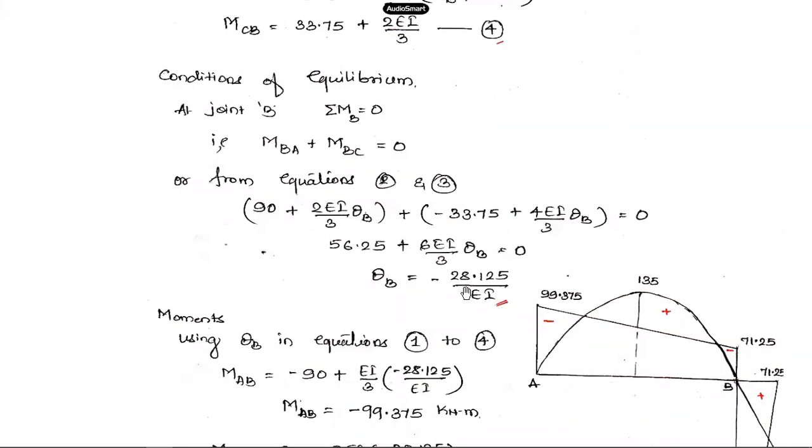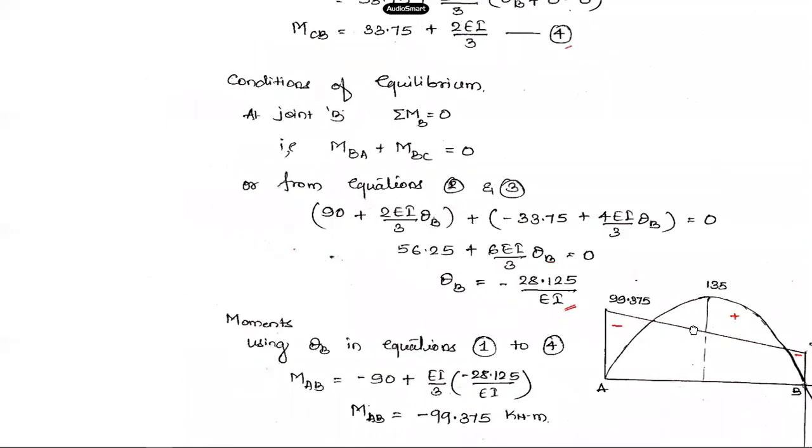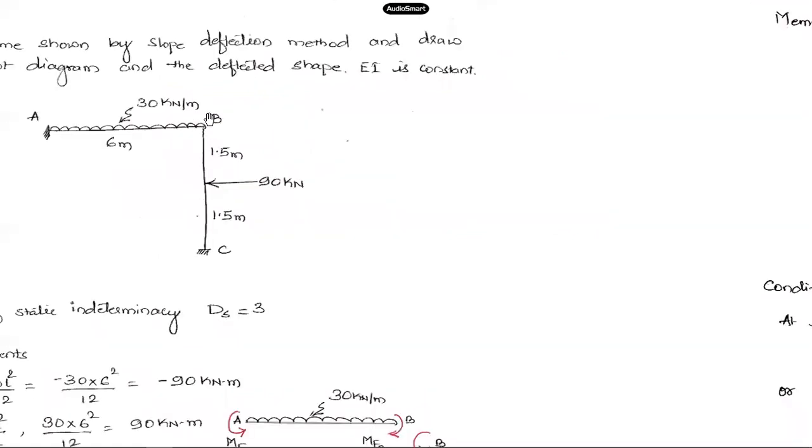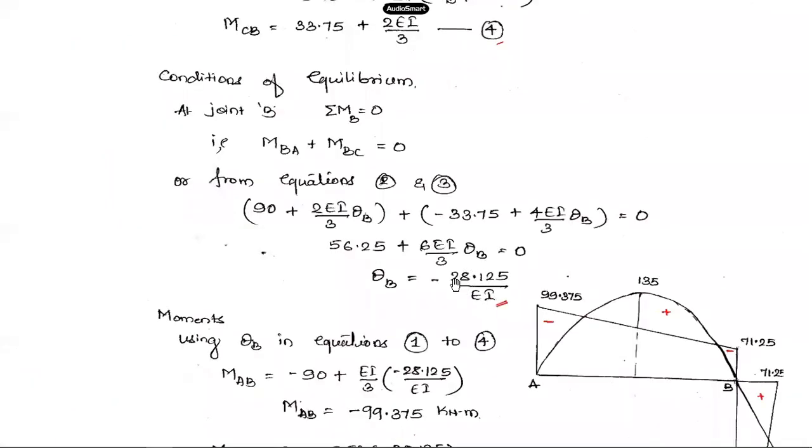This is in terms of radians, 28.125 over EI radians. The minus sign indicates rotation is taking place in the anti-clockwise direction at this joint B. So these two members which are connected at joint B, BA and BC, are being rotated in an anti-clockwise direction by an amount equal to minus 28.125 over EI. This is the magnitude of rotation. The direction of rotation is anti-clockwise due to the negative sign. Now how will it help us further?